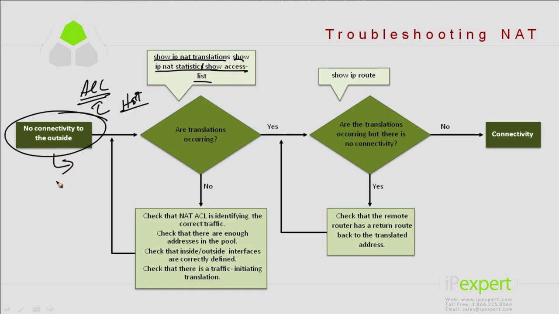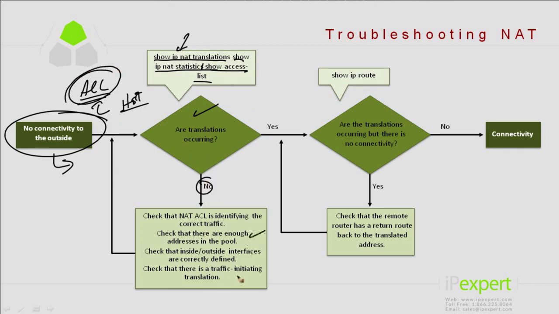Well, if we don't have any way of getting to the internet, we only really have two possible scenarios. One is the translations actually taking place. So does the show IP NAT translations give us information? If they are, check the NAT ACL as identifying the correct traffic. If they're not, then make sure that this access list is properly configured.